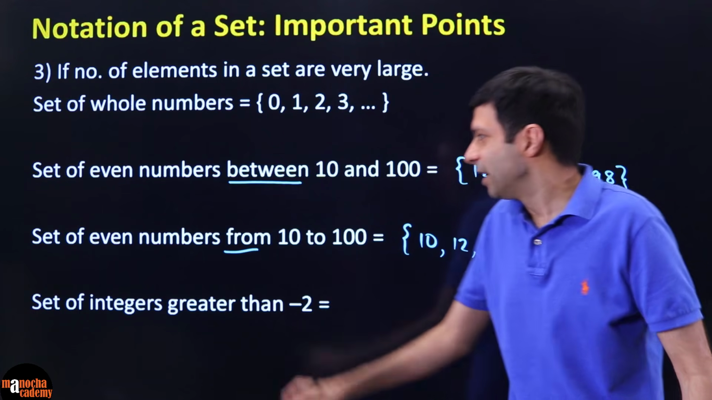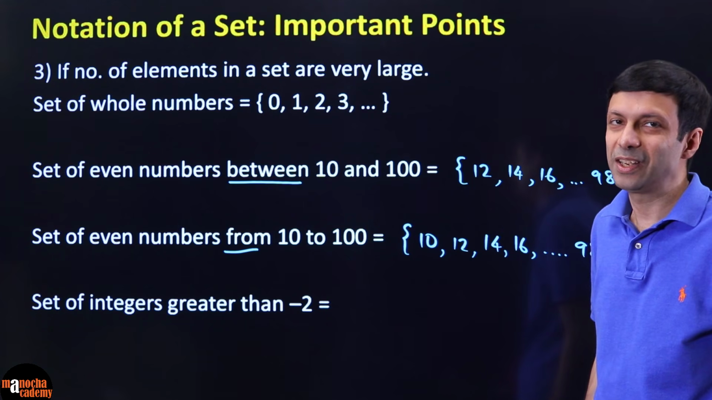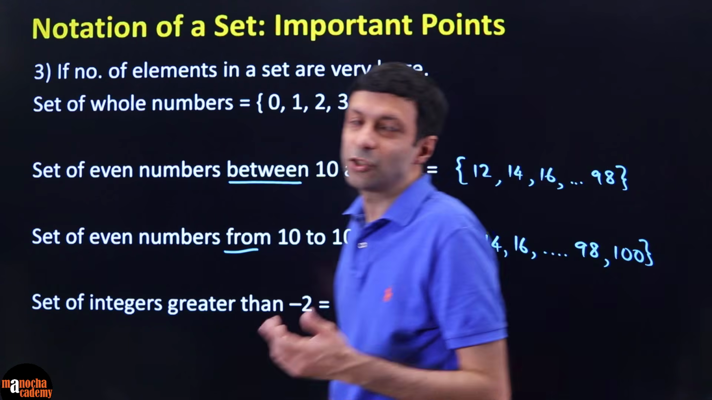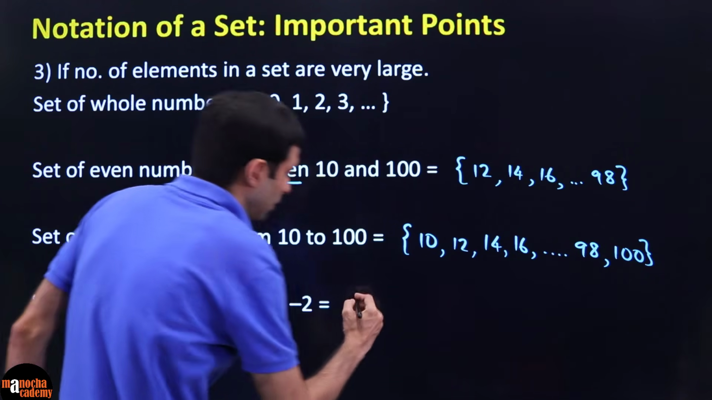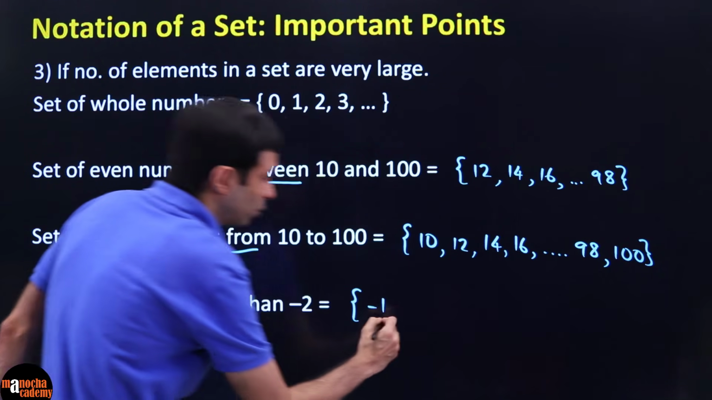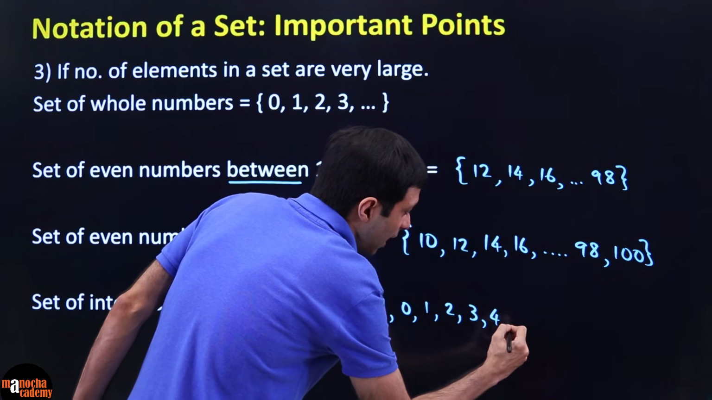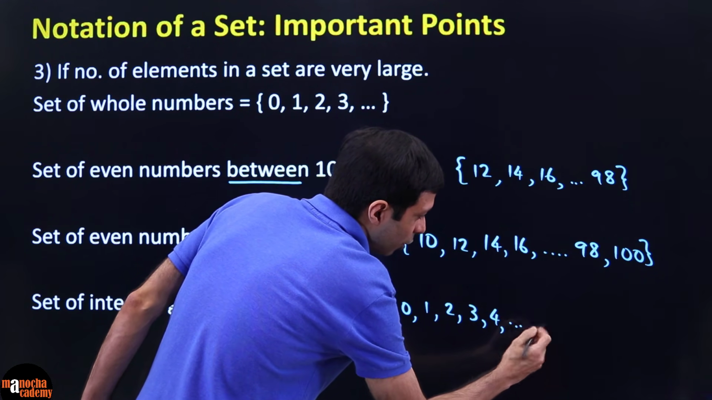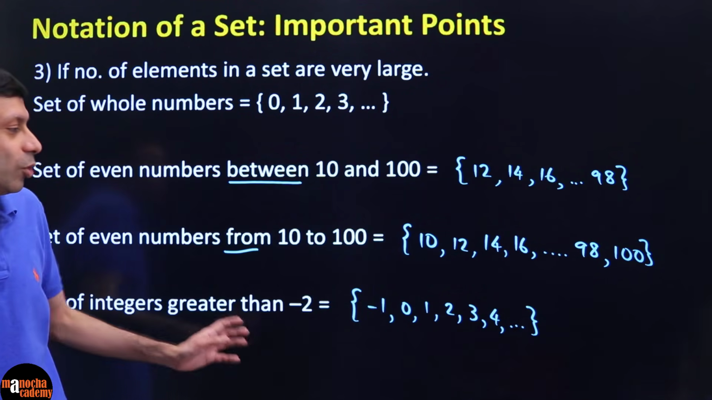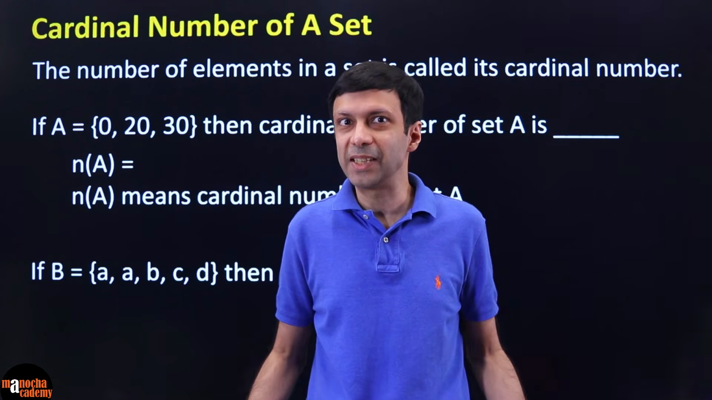Let's try the next question. Set of integers greater than minus 2. What will the answer be here? Set of integers greater than minus 2. Minus 2 is a negative integer. So we go to the next one, which is going to be minus 1. Minus 1 is greater than minus 2. Then 0, 1, 2, 3, 4, and so on. So again, we can use the dot dot dot notation because this will never end. So we represent it like this. Clear?